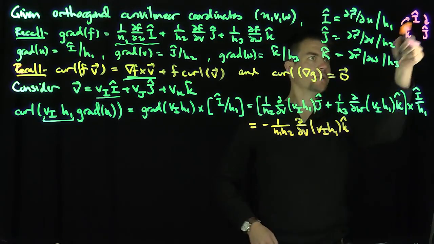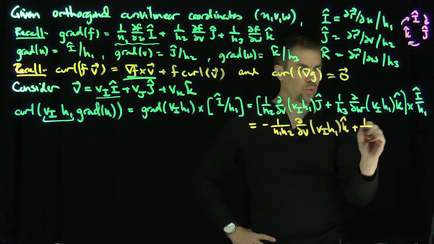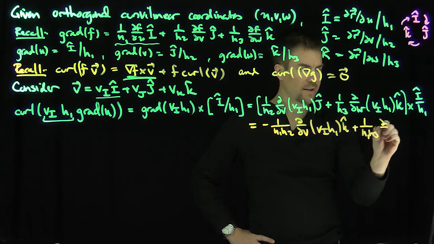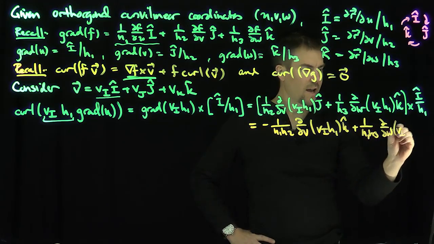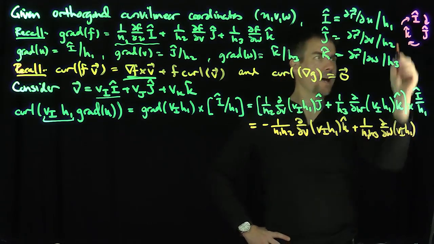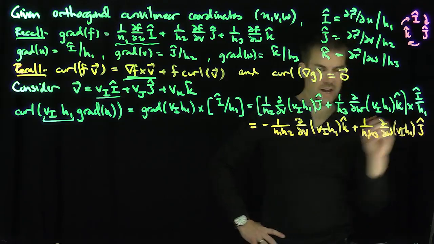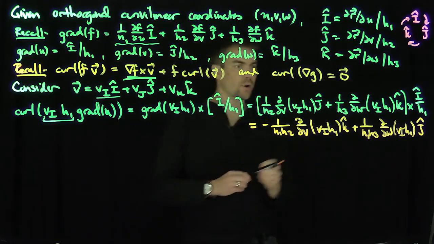And then k cross i is going to be j. So we're going to have a 1 over h1 h3 d by dw vi h1. And that's going to be what? k cross i is equal to j. So that's going to be a j hat component. Great. So I have two terms over here.